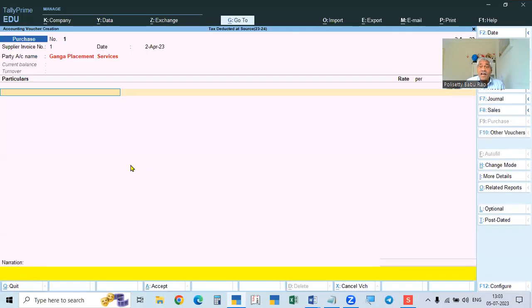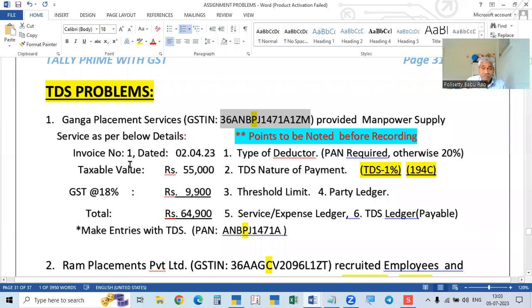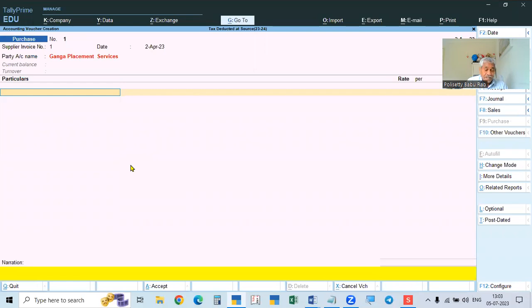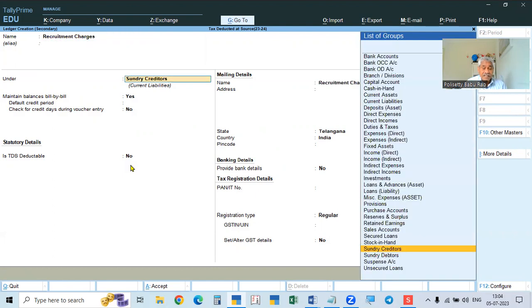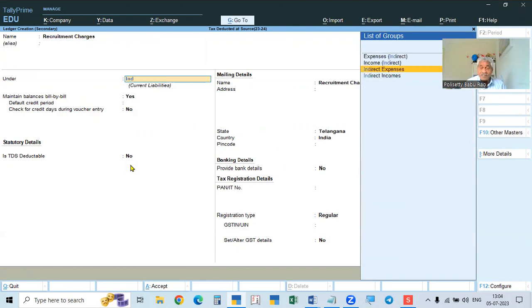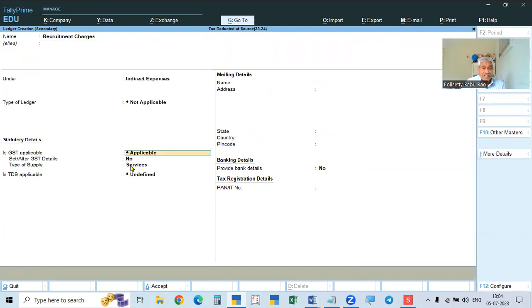Then you have to enable the service ledger. What is the service? We are getting a service, manpower supply. That is manpower charges or recruitment charges, you can call them. So we have to create it now. In the beginning itself, we can do it. In the beginning also, you can do recruitment charges. It is indirect expenses to the company, that is, to the business. Indirect expenses, and come. Tax is applicable because there is tax.